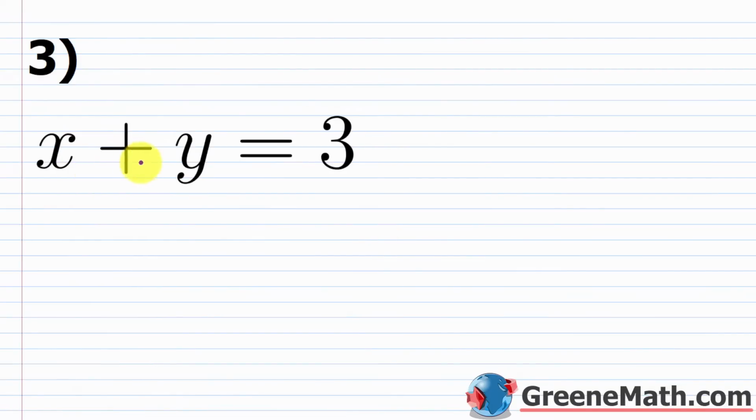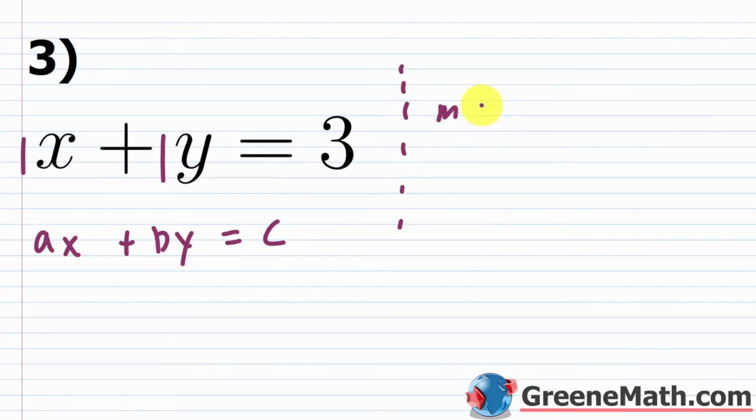So here we have x plus y is equal to 3. So again, the fast way, this is ax plus by is equal to c. So a here is 1, b here is 1, and c here is 3. So what I would say is that the slope m is equal to negative a, so negative 1 over b. So over b is 1. So negative 1 over 1 is negative 1. So that's your slope. It's just negative 1.